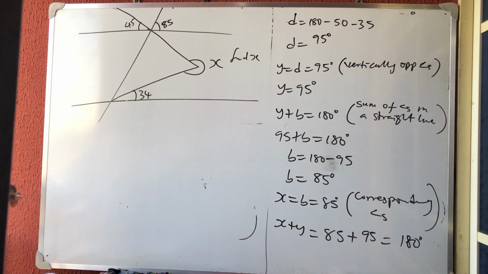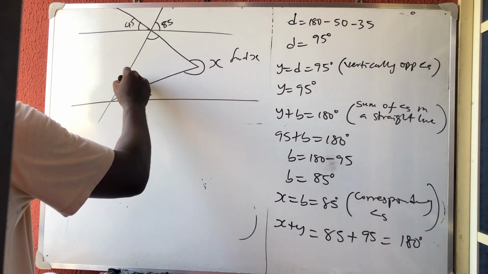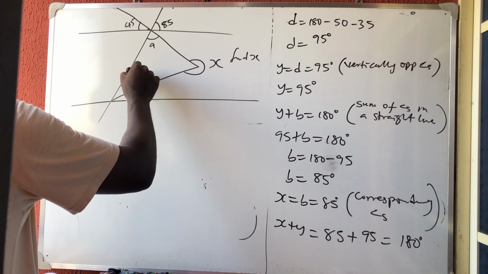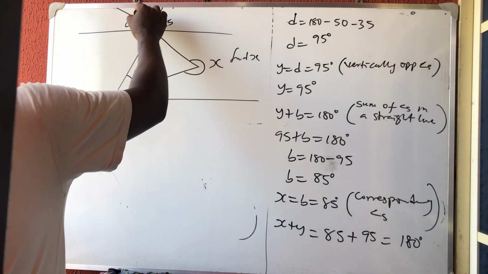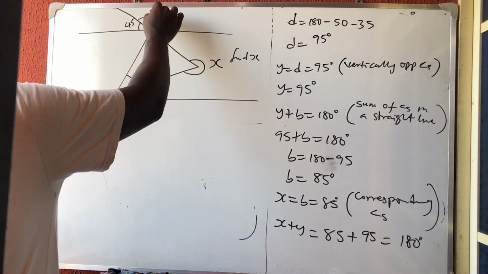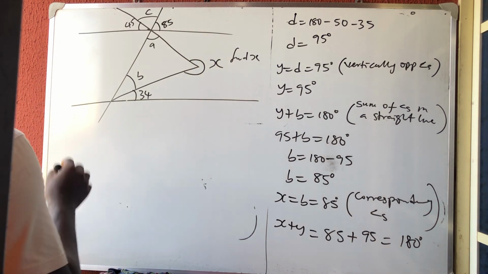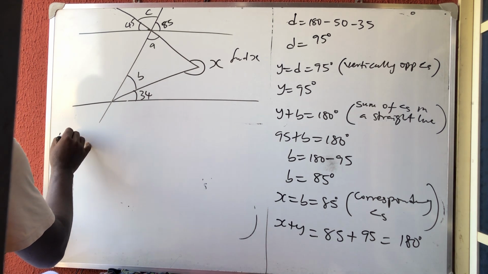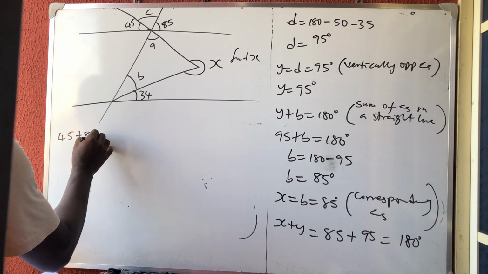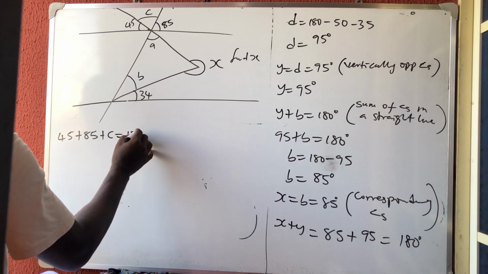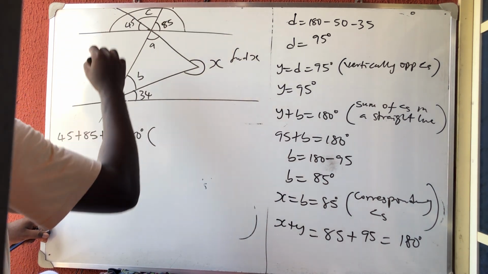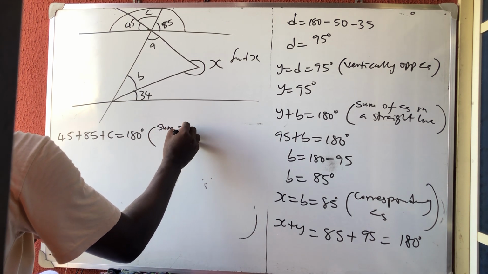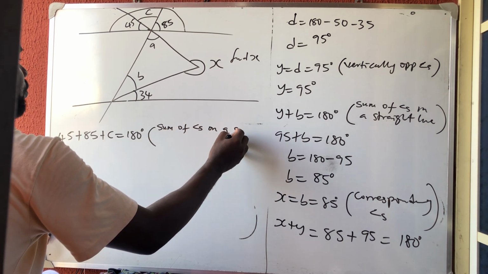So they say we should find X. Now, as simple as this, what do we do to find X? We need here and here. So let me call it A and B. Okay. Now, how do we find them? For us to find them, we need to find here first. Let's call it C. And how do you find C? You will tell them that 45 plus 85 plus C is equal to 180 degrees. And what is the reason? Half of a circle, sum of angles on a straight line.